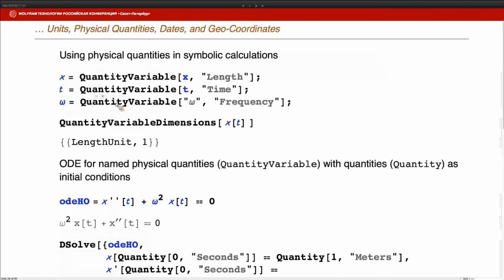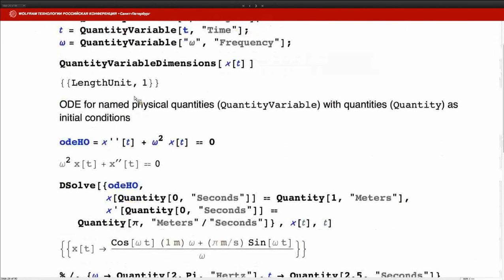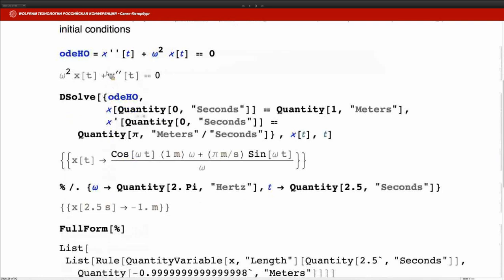Say, we have a length x, a time t, and a frequency omega. And I take them all and write the differential equation in them. A normal harmonic oscillator differential equation. But these are now physical quantity variables, so if I mouse over, I see this. And now I stick them into DSolve. Because they are now dimensioned, the initial conditions must again be of a certain physical quantity, but the value of the initial condition must now be an explicit quantity.